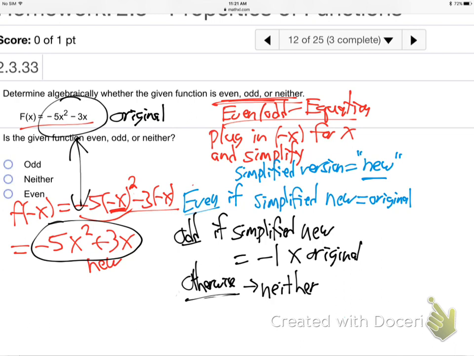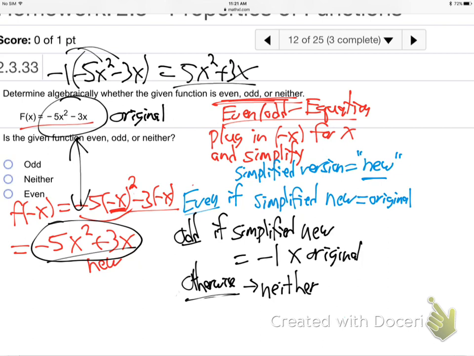Are they totally the opposite? If I took negative 1 times that original, what would I get? I'd get plus 5x squared plus 3x. Is that what I got here? No, not quite. I got a negative 5x squared. I got part different, part the same. So ours is neither.